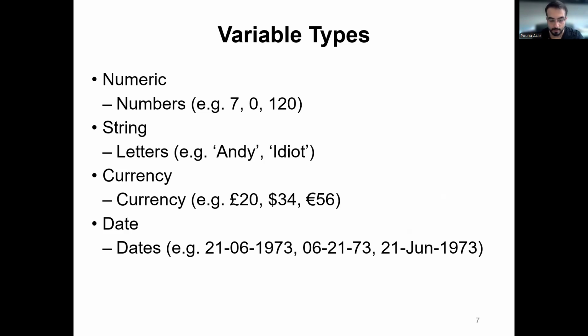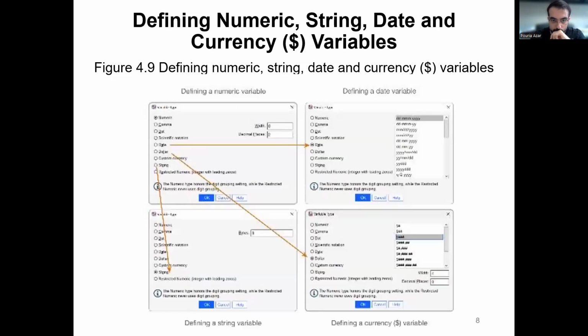And date, for example, I would say the variable is date of birth. And I can change the type of the variable to date, and then I can record it as August 21st, 2001, for example. So this is how we will change the type of the variable. So I will show you how to do that.